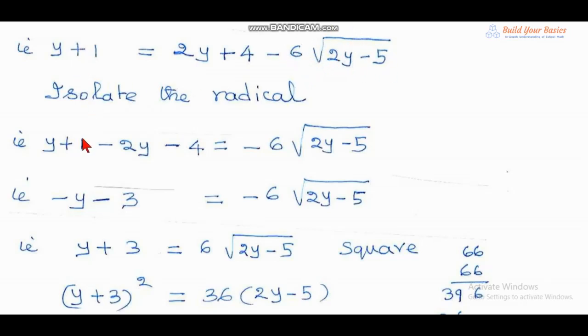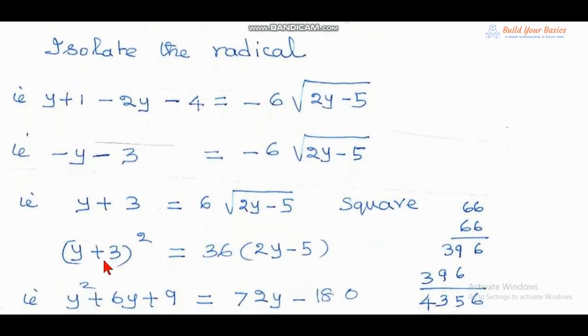So y plus 1 minus 2y minus 4 is equal to minus 6 into root of 2y minus 5. That is minus y minus 3 equal to minus 6 into square root of 2y minus 5. If you want, you can change the sign throughout. That is y plus 3 equal to 6 into square root of 2y minus 5. Now this is all alone. There can be 6 in the form of into, but there is no plus or minus in between. So this has been isolated.